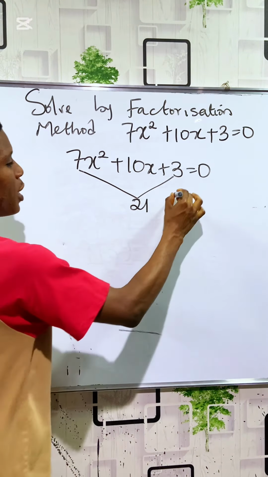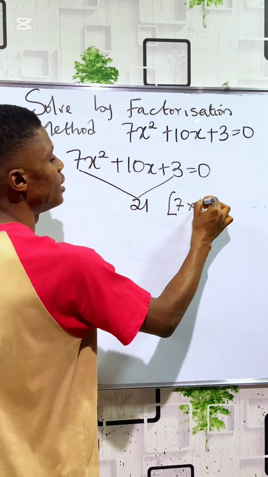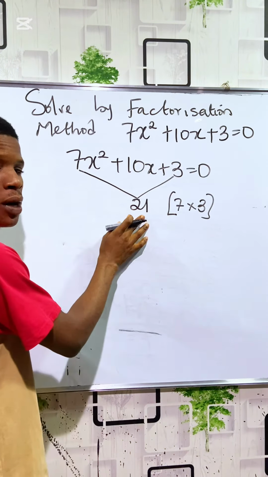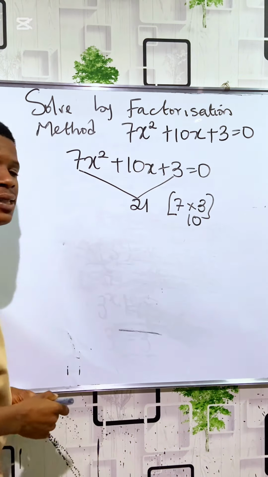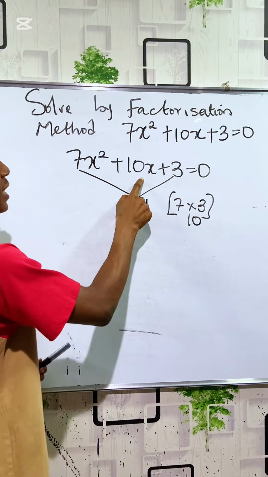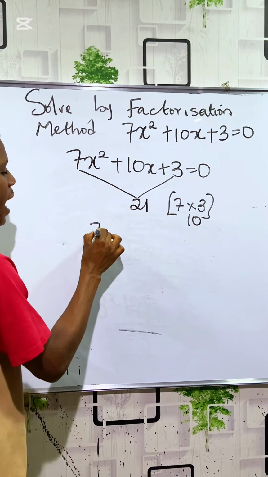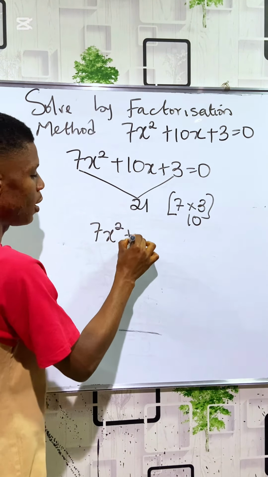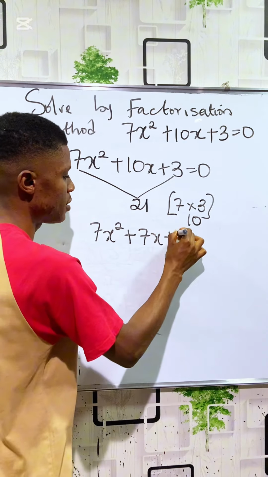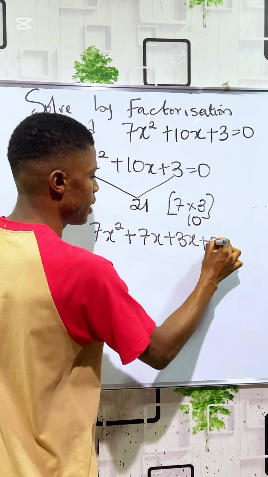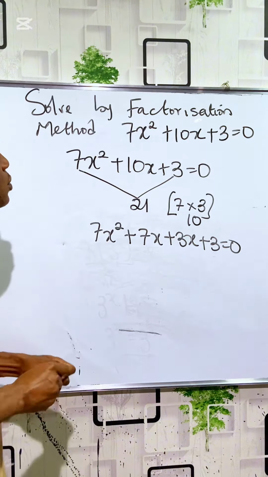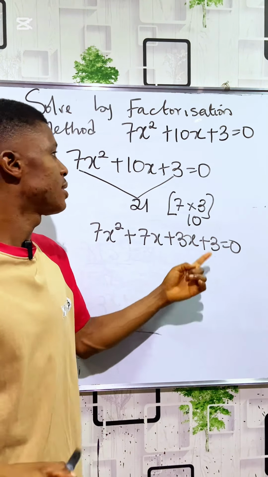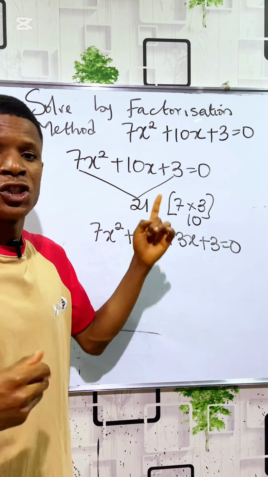Also, you see that when you multiply 7 and 3 together, you get 21, and if you add them together, you get 10. So let's use them to expand the middle term. So we have 7x squared plus 7x plus 3x plus 3 equals 0. You know that 7x plus 3x is also 10x, so nothing changed.